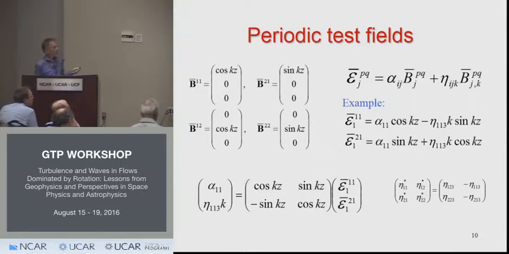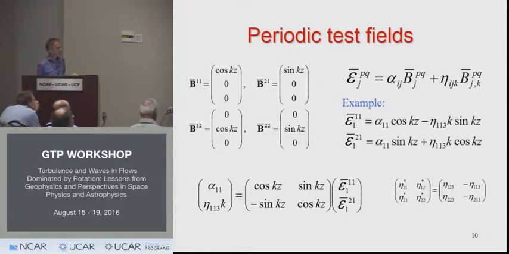Next, we take another test field. We take the sine and insert this. Now we obtain here the sine. We obtain a new test field result, namely E2, 1. We have the same unknowns, alpha 1, 1, and this one, eta 1, 1, 3, but with a different functional result on the right-hand side. So now we have two equations with two unknowns.